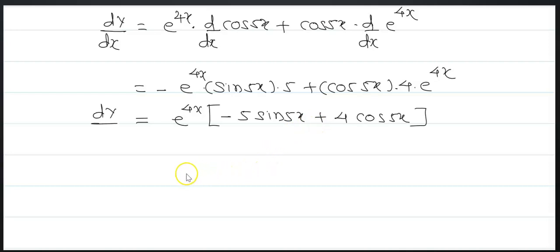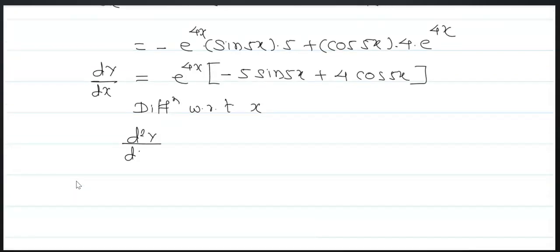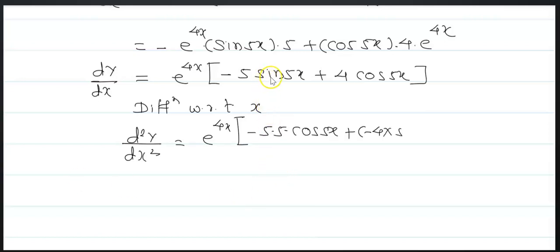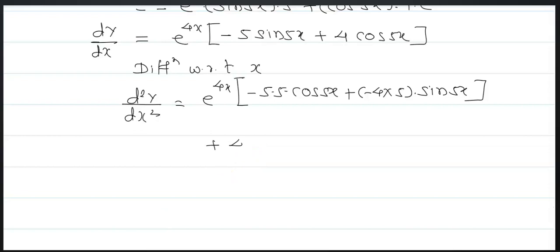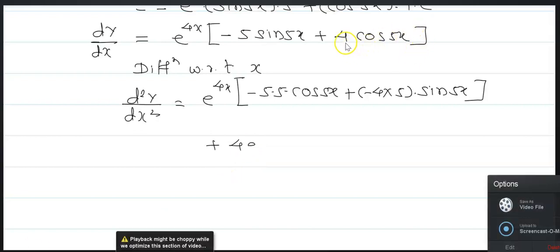Now again differentiate this with respect to x. Therefore d2y by dx square is equal to e raised to 4x in bracket, derivative of sine of 5x is cos of 5x into derivative of 5x, which is 5. See this again. And derivative of cos of 5x is minus sine of 5x into derivative of 5x, which is 5. And that's why you are getting d2y by dx square is equal to e raised to 4x.